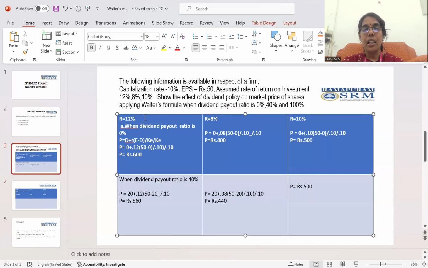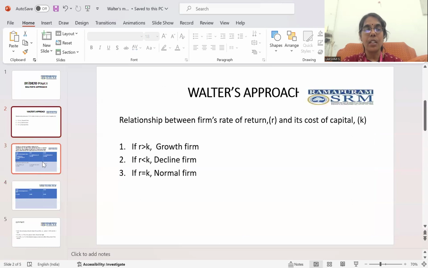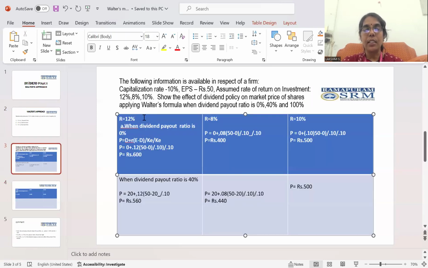See, already explained about 3 cases. Suppose here the R is 12% and the cost of capital, the capitalization rate, is 10%. So the rate of return is greater than the cost of capital, so we call it a growth firm. The rate of return is 12% and we pay 10% as the cost of equity, so we have 2% as retained earnings in our hand. So we call this one a growth firm.